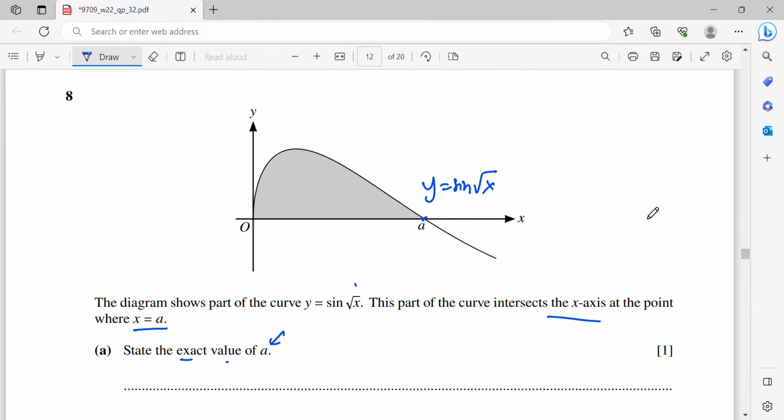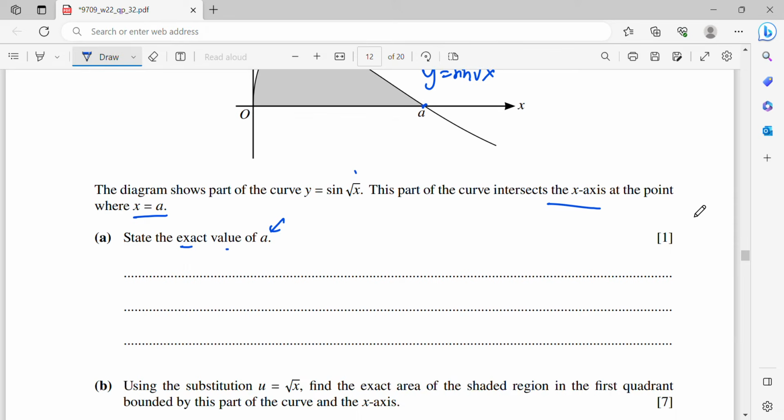So this a happens when y equals 0. So now 0 is sine square root x. Okay, so now when y equals 0, your x equals a. I will write this as a. So from here, sine square root a is 0, which means on your sine graph, the square root a will be 0, pi, and 2 pi. So your a will be 0, pi squared, and 4 pi squared.